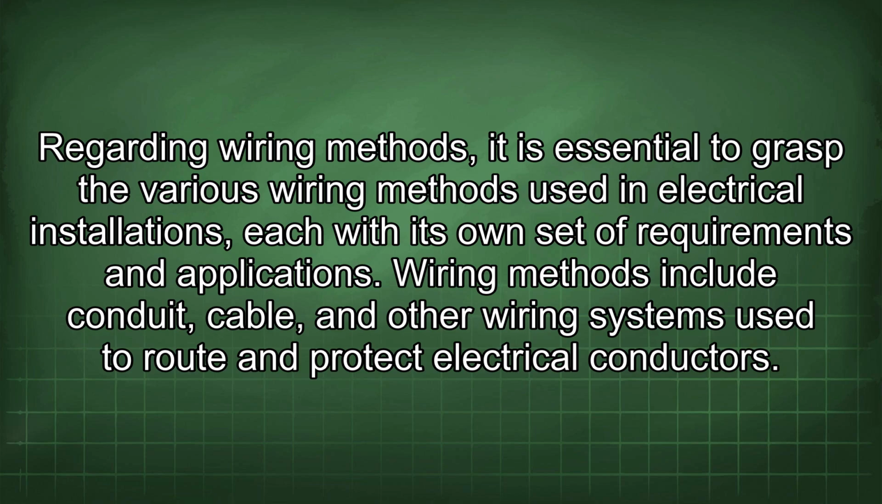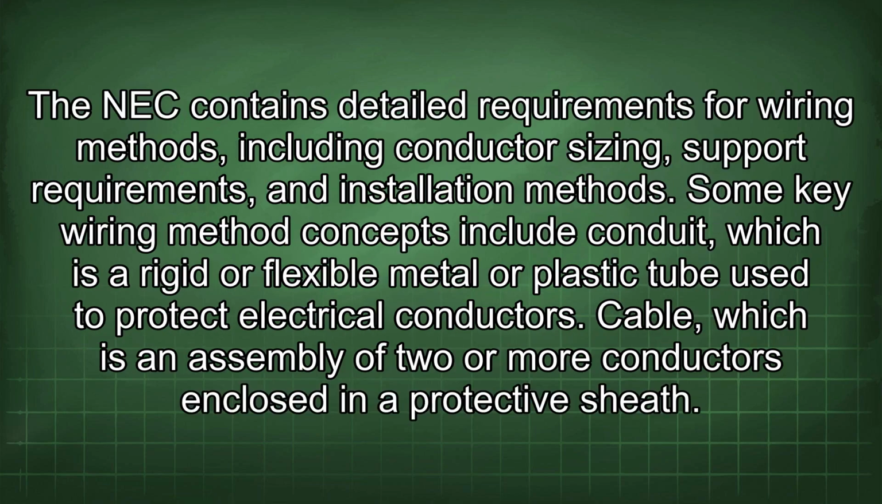Wiring methods include conduit, cable, and other wiring systems used to route and protect electrical conductors. The NEC contains detailed requirements for wiring methods, including conductor sizing, support requirements, and installation methods. Some key wiring method concepts include conduit, which is a rigid or flexible metal or plastic tube used to protect electrical conductors. Cable, which is an assembly of two or more conductors enclosed in a protective sheath.